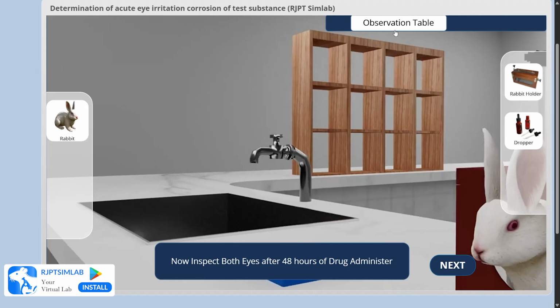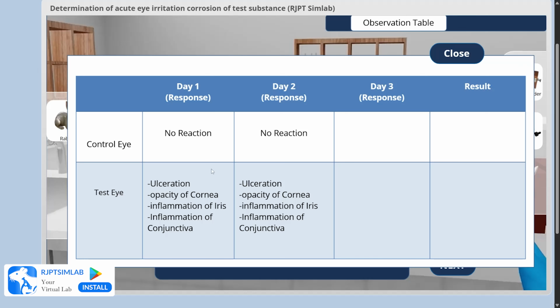By clicking the observation table button, we can see the observation table. As we can see, we have the two categories, control eye and the test eye, and the response recorded in the day 1, day 2, and then further we will record the response in the day 3 also. And then we will clear the result of the 3 days collectively response. The day 1 control eye has shown no reaction, and the test eye has shown ulceration, opacity of the cornea, inflammation of iris, and inflammation of conjunctiva.